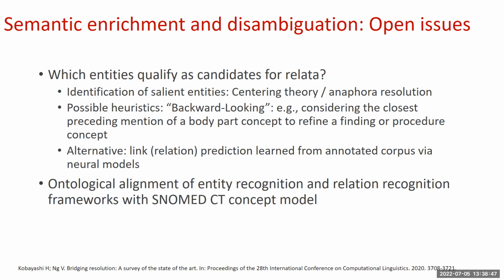Yeah, for instance, which entities qualify as candidates for which relator? So the question, which is a salient entity, which is, for instance, an anatomical term, which is really needed to refine a condition like ulcer. Yeah? So there are a lot of theories also from linguistics, for instance, that you look backwards, but then you can really do several PhD theses just about anaphora resolution in clinical text, definitely. So I hope that I will find PhD students to work on this.